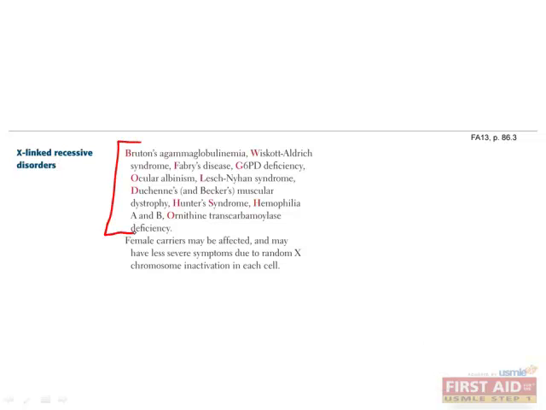This is a list of the most commonly tested X-linked recessive disorders. Remember, these diseases most commonly affect males who always inherit it from their mother. To remember this list, you can use the mnemonic Be Wise, Fool's Gold Heeds Silly Hope, which stands for Bruton's agammaglobulinemia, Wiskott-Aldrich syndrome, Fabry's disease, G6PD deficiency, ocular albinism, Lesch-Nyhan syndrome, Duchenne's muscular dystrophy, Hunter syndrome, hemophilia, and ornithine transcarbamylase deficiency. Again, these diseases are covered in more depth in other places, but using this list and this mnemonic can help you remember which diseases are X-linked recessive.